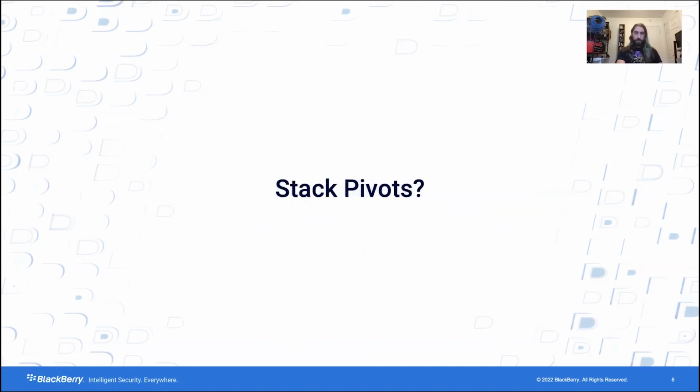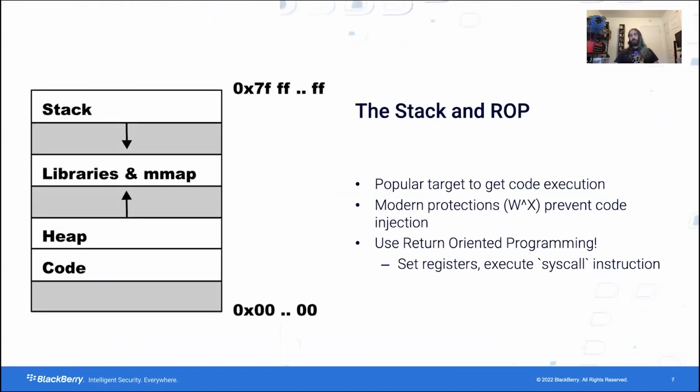So what's a stack pivot? Well, I'm going to assume that we're generally familiar with the stack. It's a very popular target to get code execution if you have memory corruption in a process. But modern protections mean you can't just inject shellcode and jump to it anymore. So most modern exploits that take this approach use return-oriented programming, where you recombine existing snippets of code in the program to accomplish whatever it is you're trying to do.